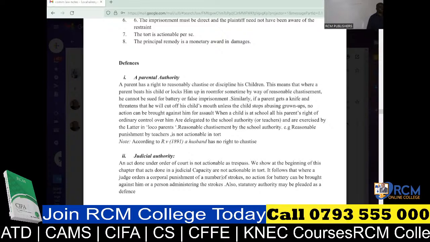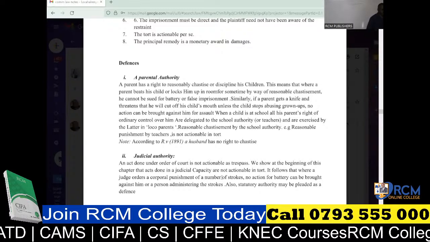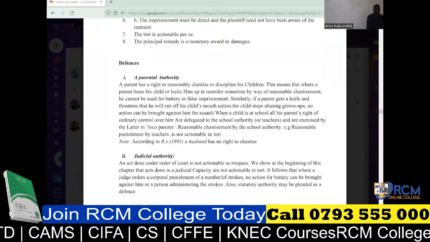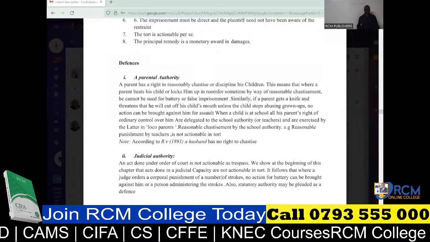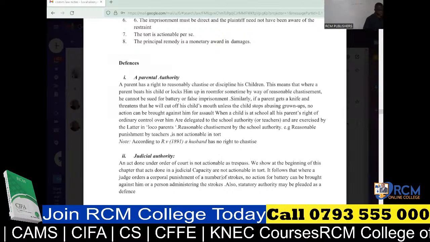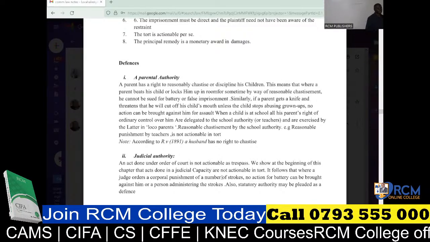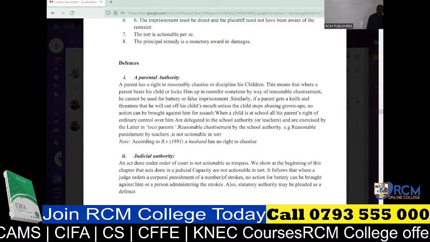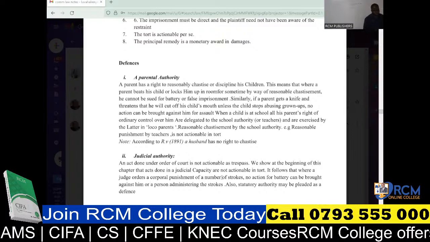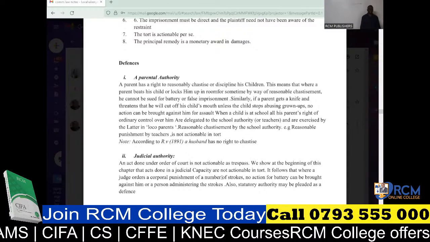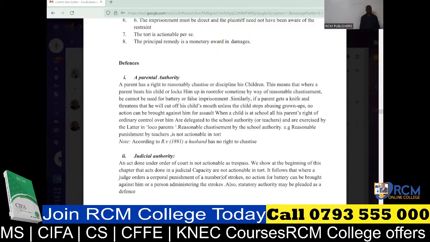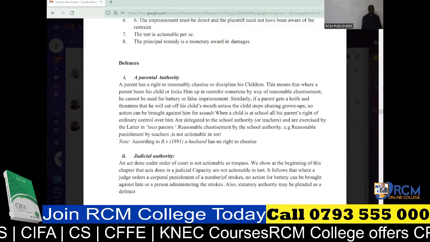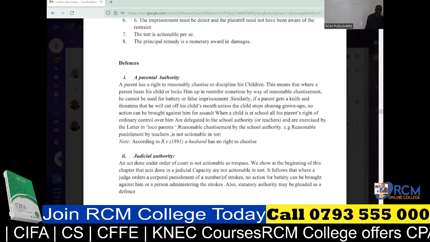So with judicial authority, if the judge makes a ruling before the court that a person gets some strokes of the cane, it simply means that is the authority they have been given to impose that as a form of punishment. So they can't be accused of false imprisonment, battery or assault. It is part of the requirements in terms of giving out punishment to persons who have committed a wrong. So judicial authority can still be a defense.